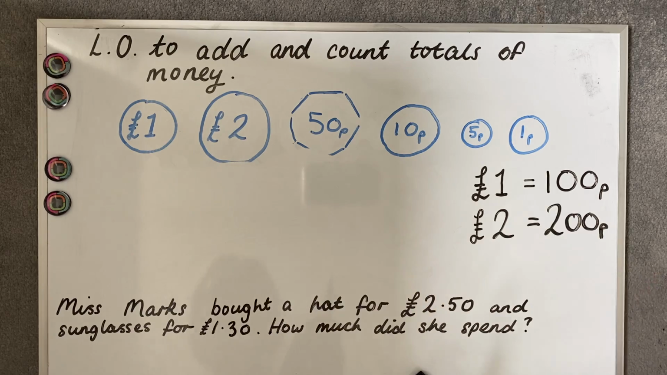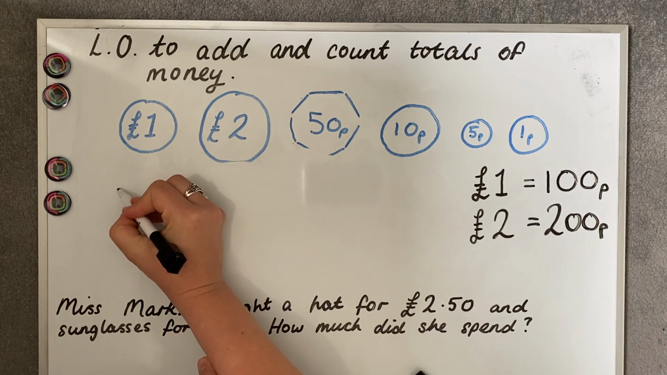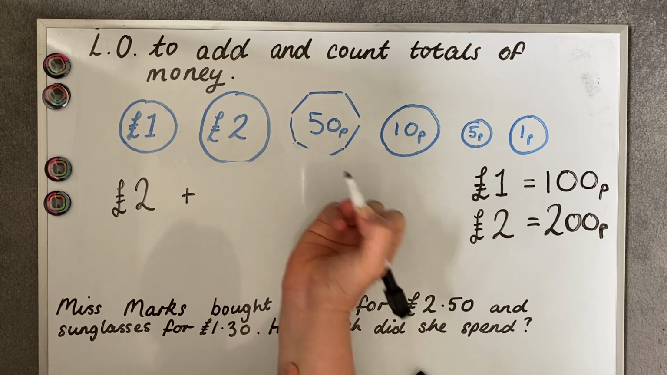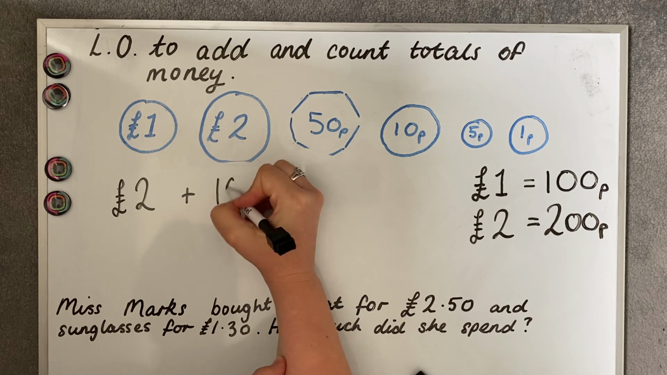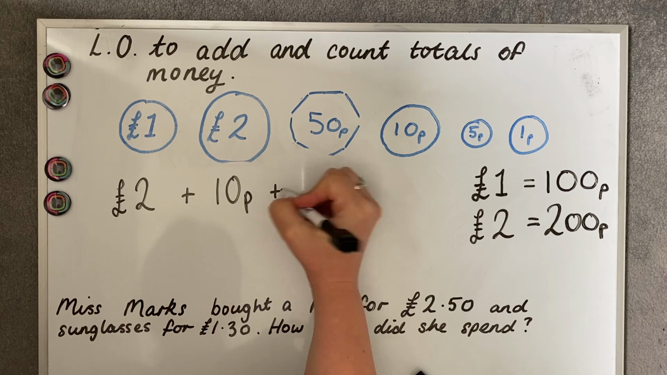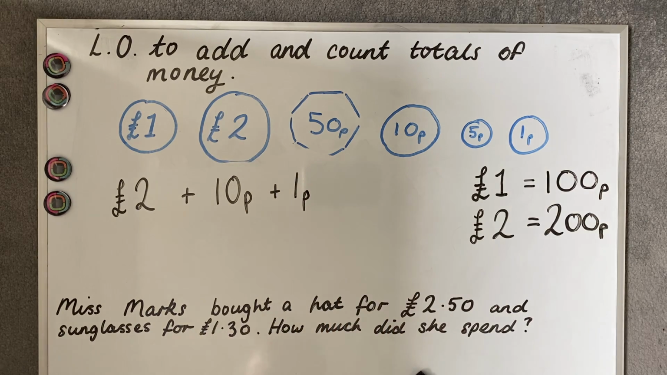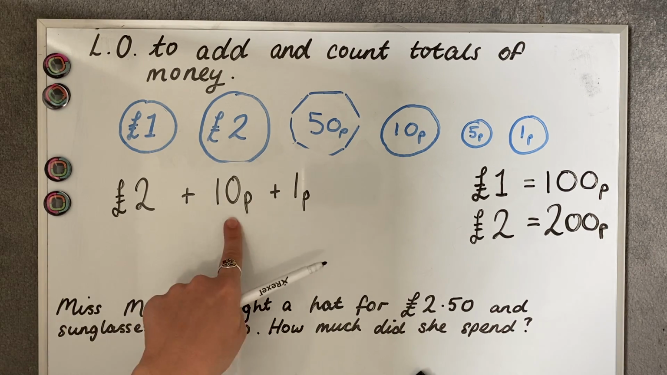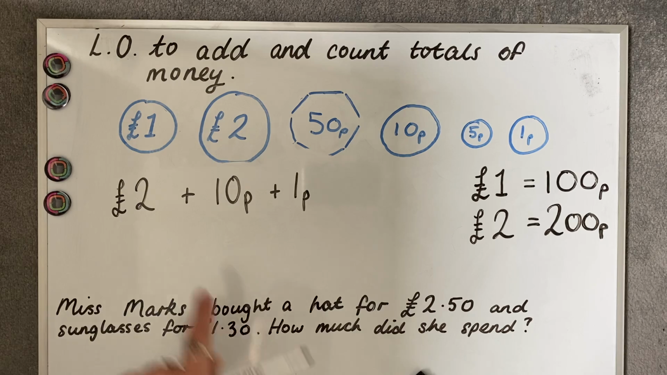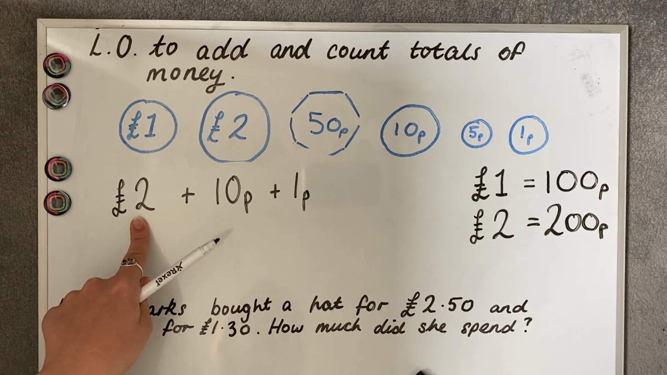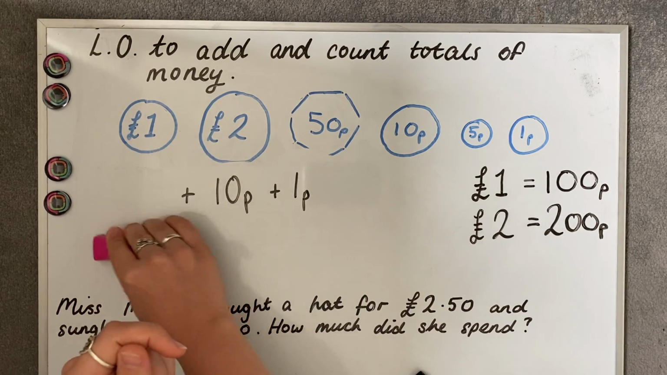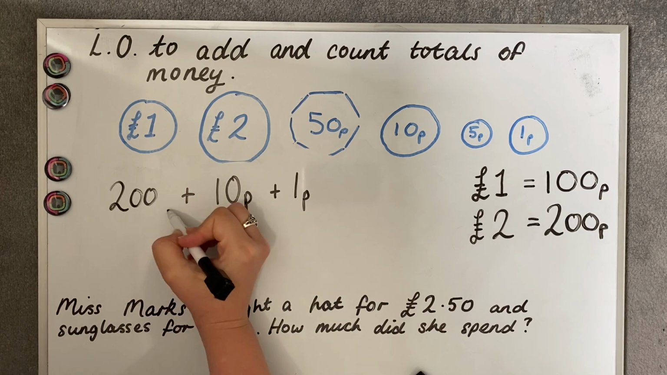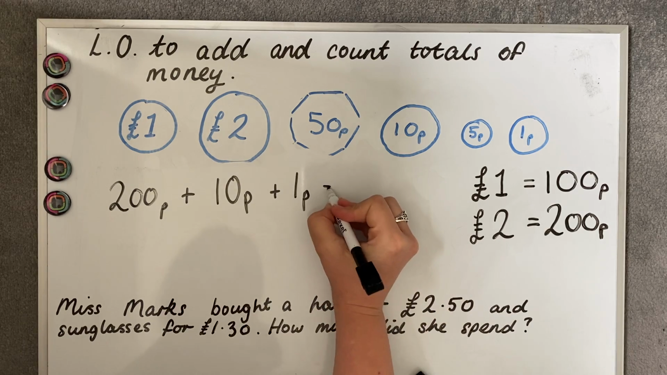Okay, this time I'm going to say we've got £2 plus 10p plus 1p. First thing we can do is change this £2 into p, because these two numbers are using our p's. So let's change that into p. Rather than it being £2, we've got 200 pennies, or 200p.